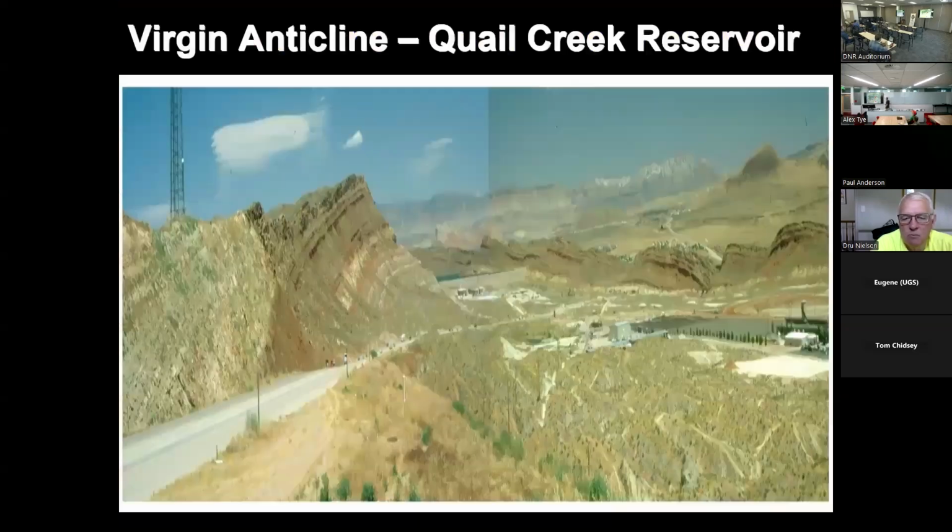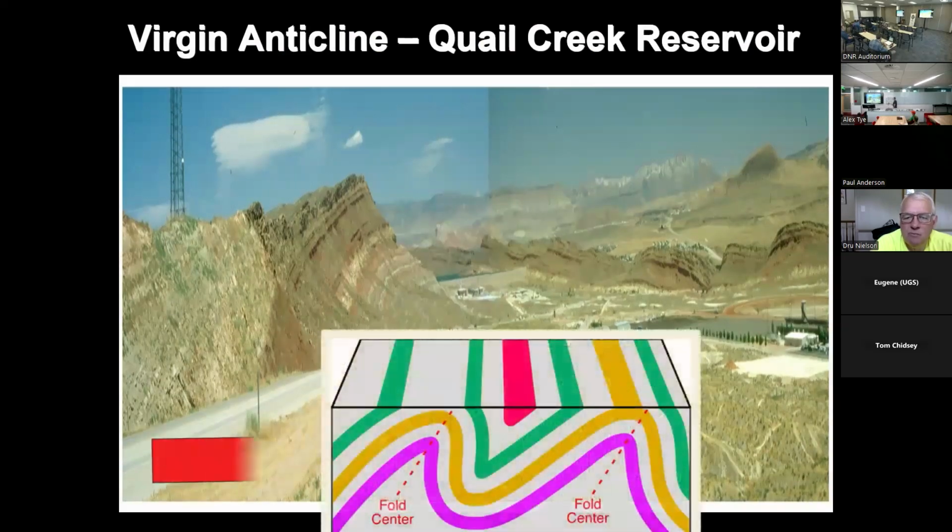Show you a picture of what the anticline looks like. This is a vantage point up on Highway 9, looking out to Zion National Park in the distance. You can see Quail Creek Reservoir in here. It's an asymmetric anticline. So you had compression from the west. So someone pushes me on my left shoulder, I'm going to kind of lean to the right. Same thing happened with the folds out here. Most of them are asymmetric in nature.